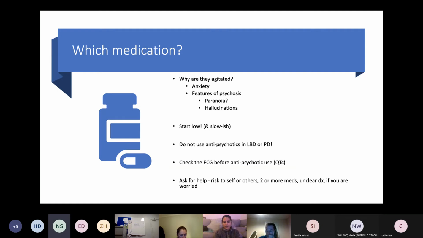And ask for help, especially if you're assessing someone who poses a risk to self or other people. If you're getting to the point that they're on more medications, especially if you've already prescribed haloperidol and you're going to give a bit of lorazepam, ask for help in those situations. If the diagnosis is unclear and if you're worried, just call someone, even if it's another colleague, because sometimes you just need someone else to talk through, because you are ultimately making a best interest decision at that moment in time, and having another opinion is never a bad thing.